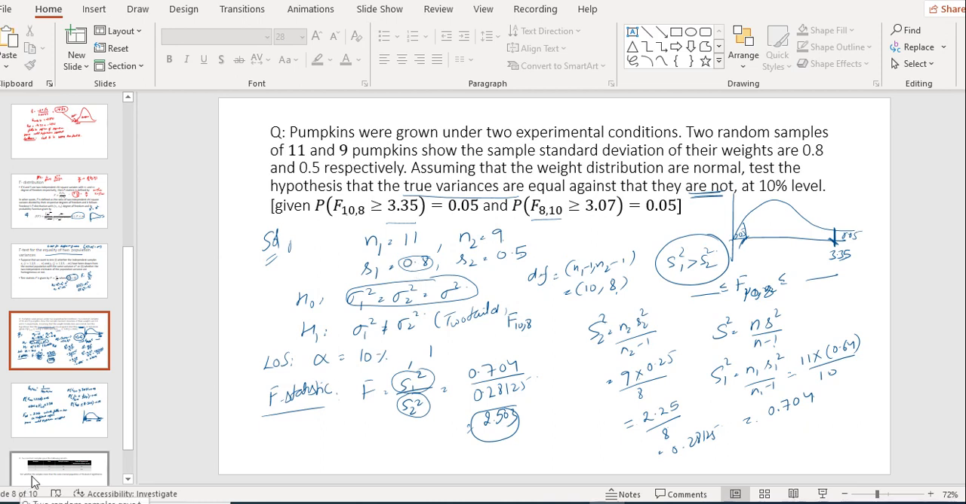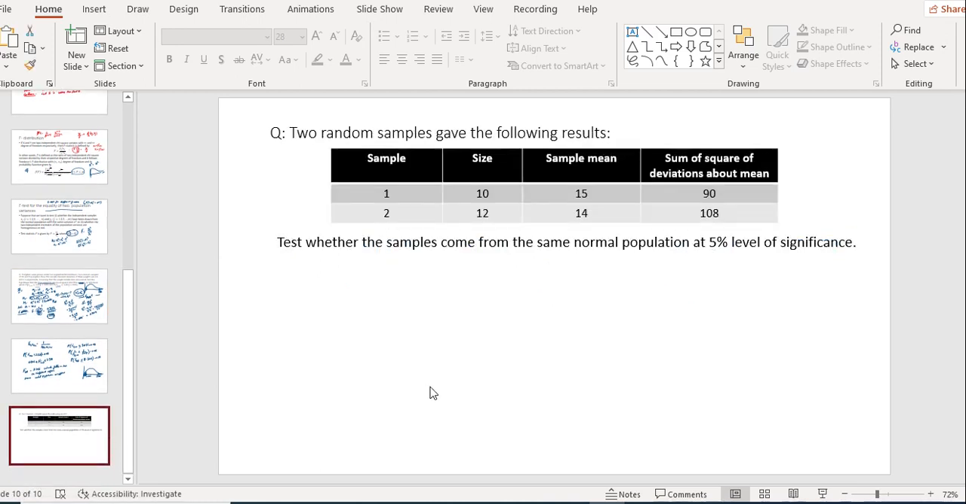Okay, let us try another problem here. The question is: two random samples gave the following result. Test whether the samples come from the same normal population at 5% level of significance. Same normal population means their means and variances are equal, the population mean and population variances are equal.